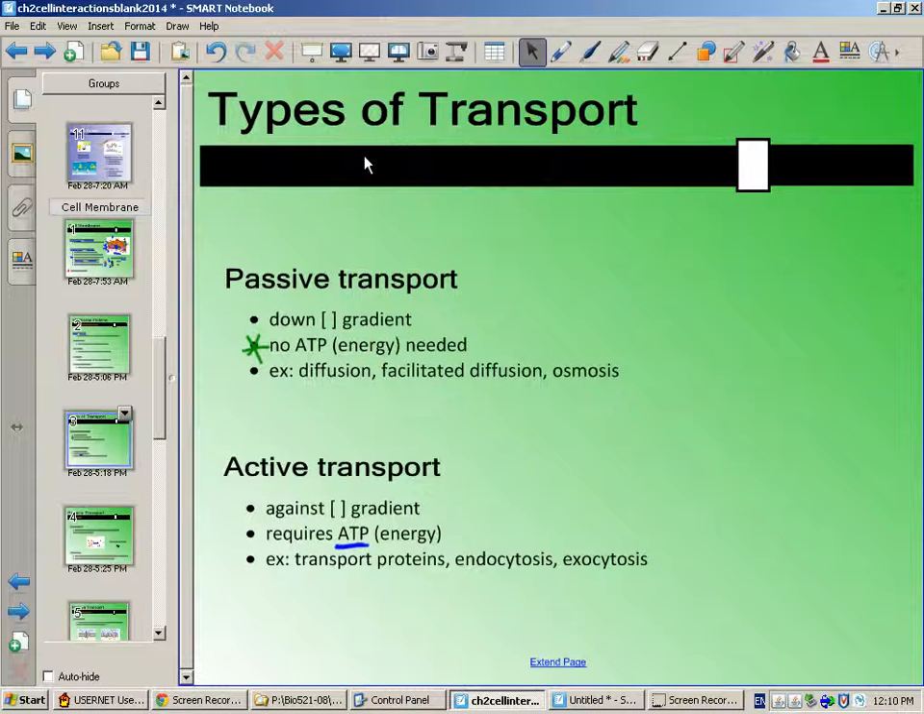Next day we're going to be talking about, or the next video will be about the different types of transport. There are two main ones. We're going to look at what kind of overall characteristics those two main kinds have, and then we're going to look at some examples of each.